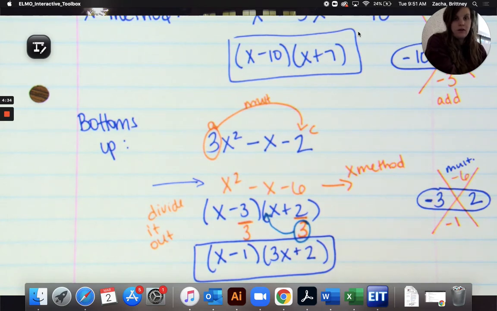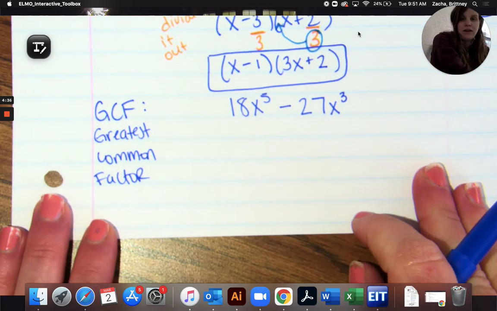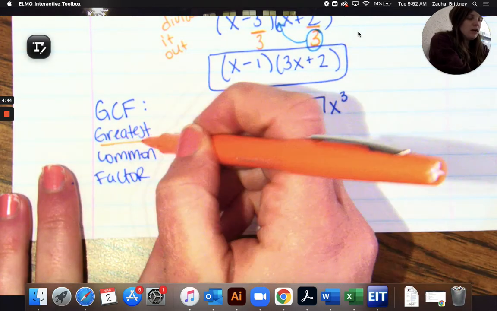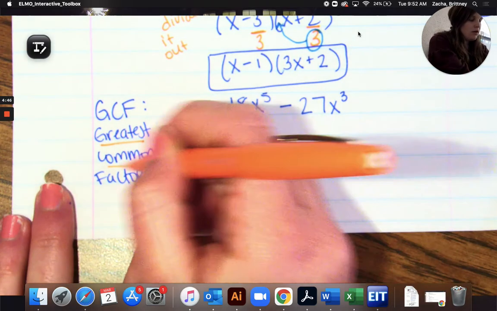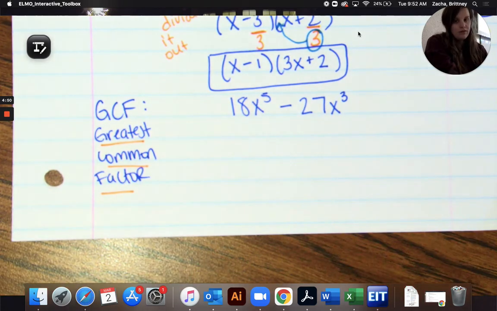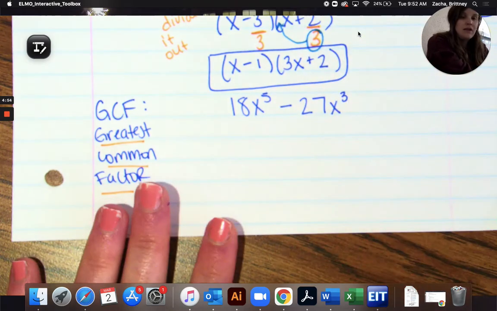Okay, 30 seconds. I don't know if I can do it. Let's see. Last method, greatest common factor. Okay, so this should sound familiar to you from Algebra 1 day. So greatest common factor, what you're looking for is the greatest, the largest, common, what they have in common, factor, meaning what goes into both of these evenly. Okay, defines itself in its name. So biggest number that goes into 18 and 27 is 9.